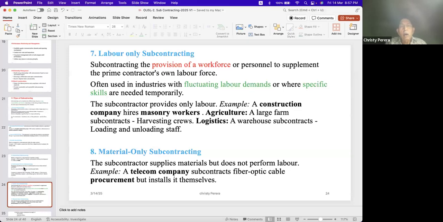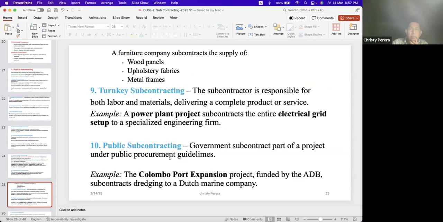Labor only subcontracting. Labor only, that you can understand. Sometimes the contractor will take the laborers only, workforce only. They don't give material or vehicle or anything. No, only the laborers. That is called labor only subcontracting. Like that, you get material only subcontracting. You just go through that and see.